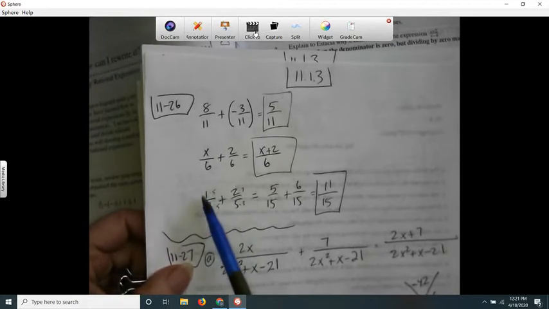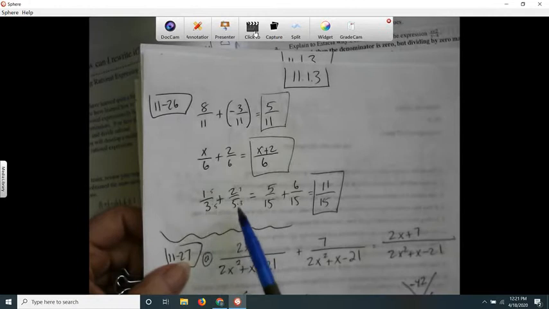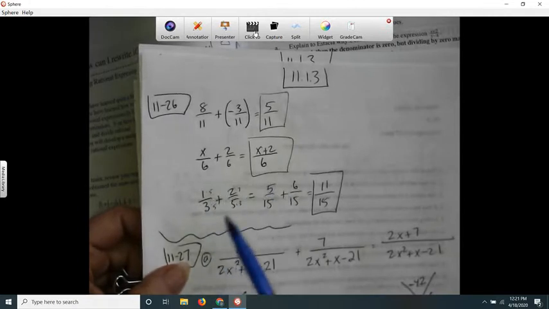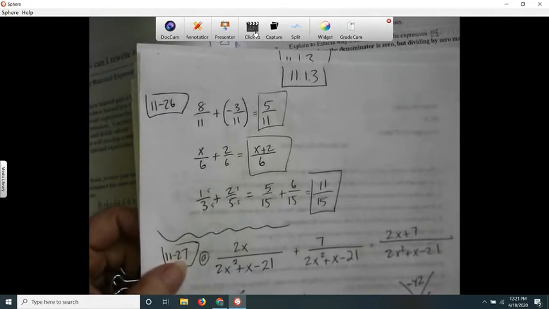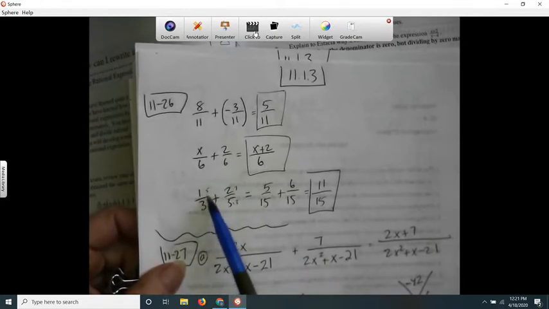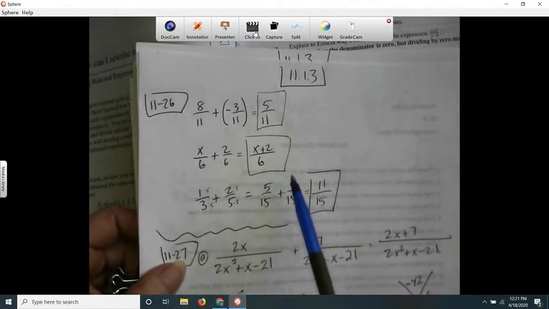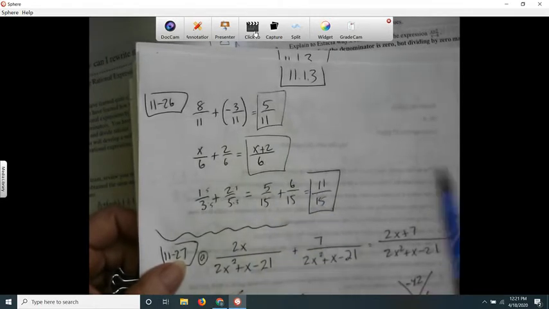This one, if I have 1/3 plus 2/5, I can't add thirds to fifths, so I need to turn them into the same denominator. So if we choose 15, then I multiply the top and the bottom by a giant 1, 5/5. And then this one I multiplied it by 3/3. And I got 5/15 plus 6/15, and that's 11/15.